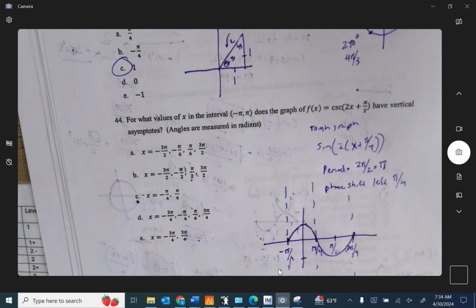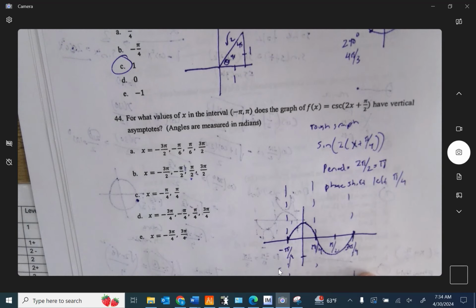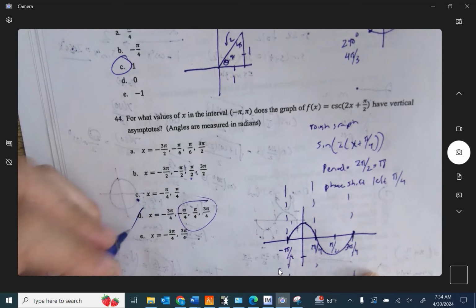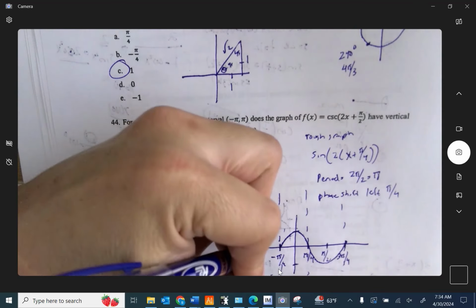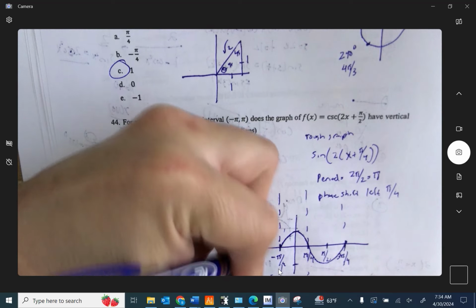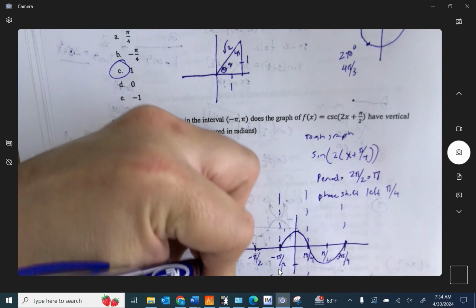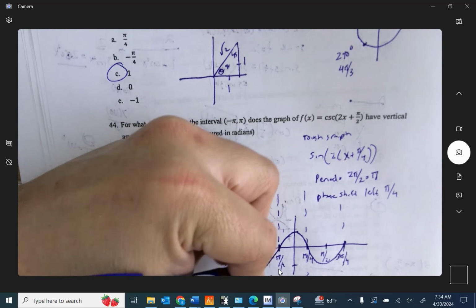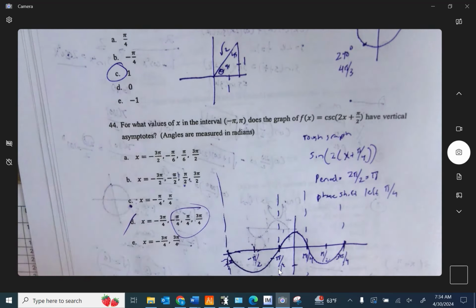Now, here's the other issue. I was supposed to go from negative pi to pi, and I did not do that, did I? Sure did not. But what have I written down? I've written down negative pi over 4, pi over 4, 3 pi over 4. I got those three, it's that one. Because if I'd have continued graphing, I would have gone to negative pi over 2, and then I would have gone to negative 3 pi over 4. I would have fallen and risen, and I would have drawn another asymptote. So it's choice D.